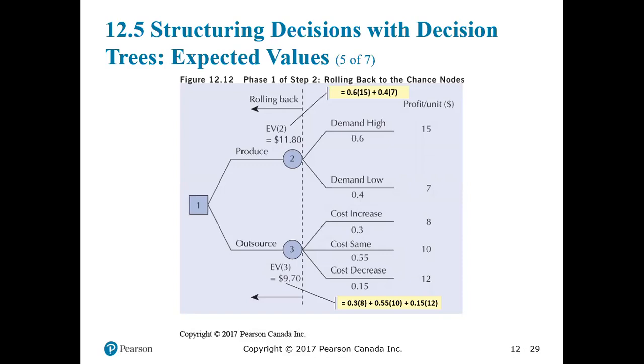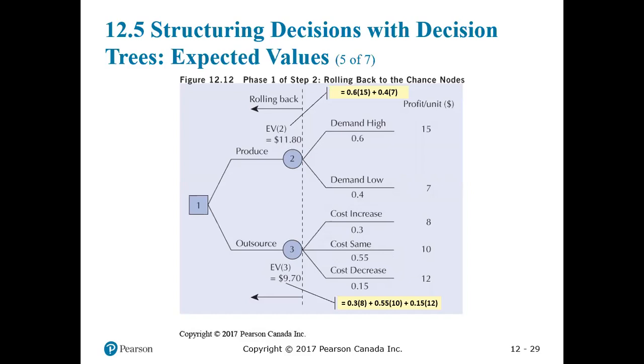Now that would be compared with the expected value at node 3 to see which one is higher. It would always go with the higher one. So at node 3, expected value would be 8 multiplied by 0.3, plus 10 multiplied by 0.55, plus 15 multiplied by 0.15, which would give us an expected value of 9.7. So at that point, we would decide which one would become the expected value of node 1. And the expected value of node 1 would be the higher one, 11.8.